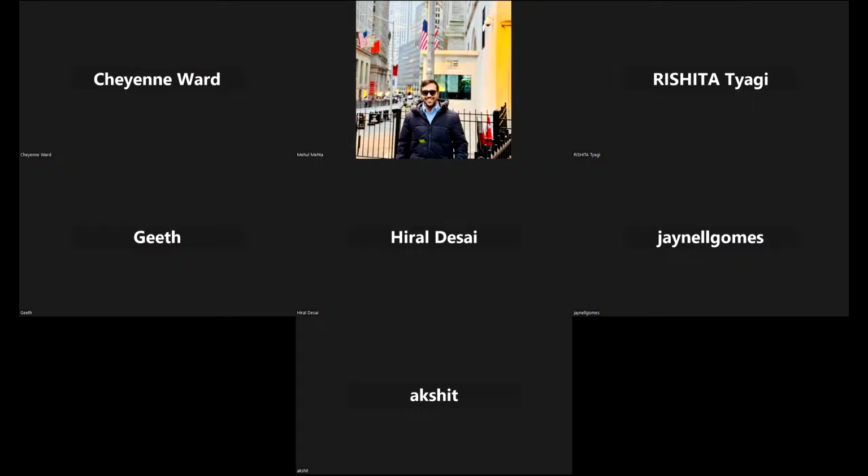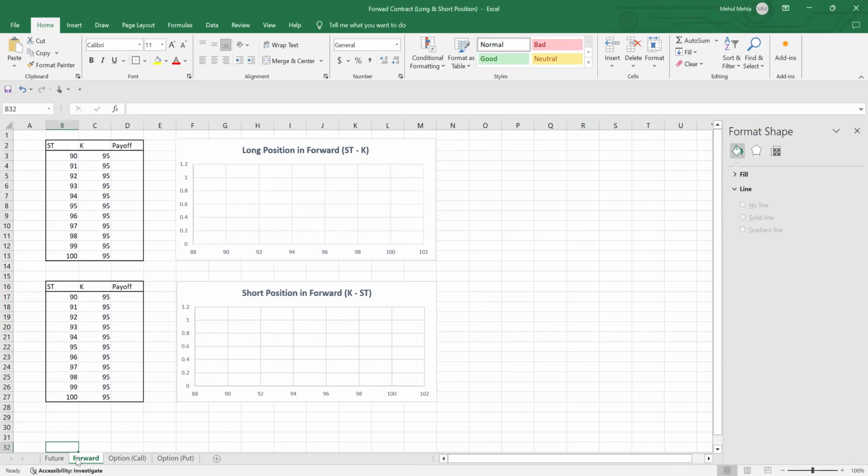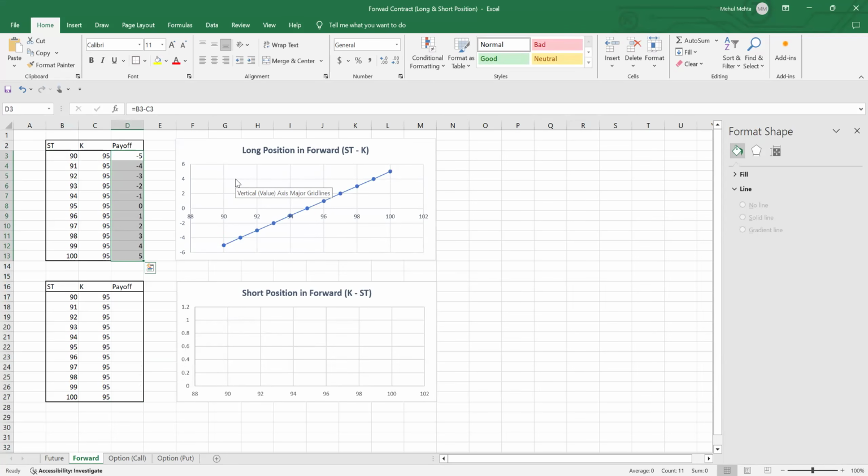So I'll give you a quick example. I'll show you an Excel implementation which I developed for a forward contract. Can you all see my screen? Yes. Okay, perfect. As we know, the equation remains the same, which is nothing but ST minus K. And this is for a long position in the forward contract. And I'm just dragging down the formula.